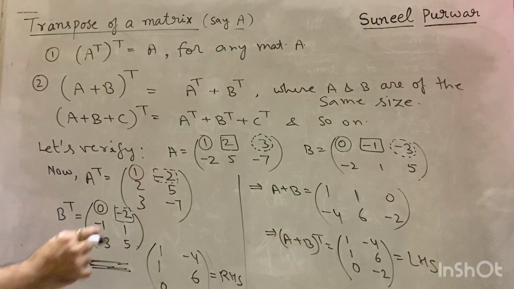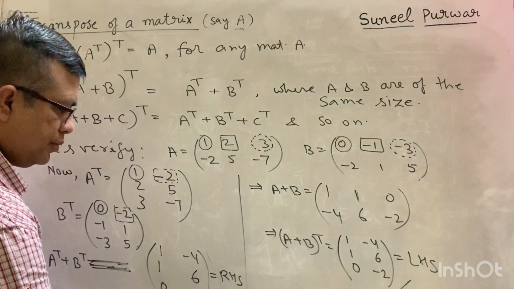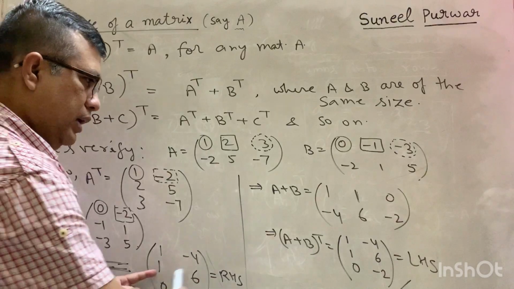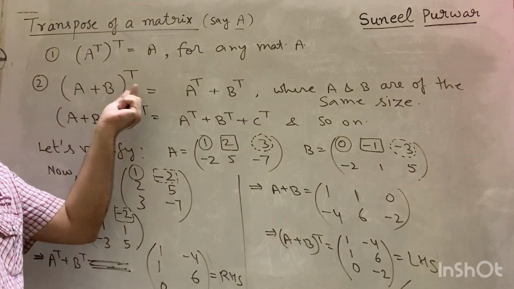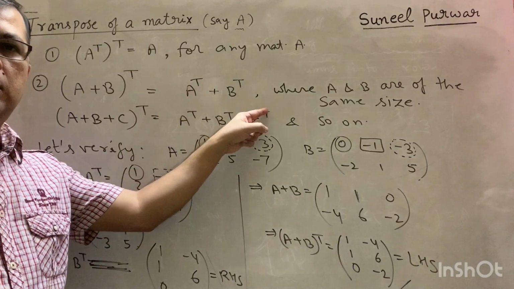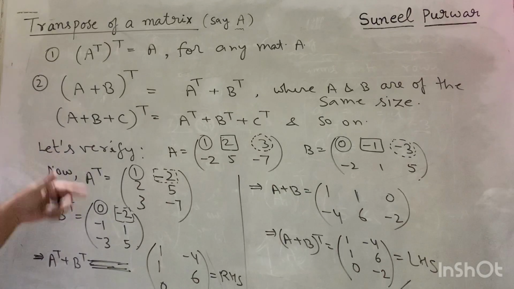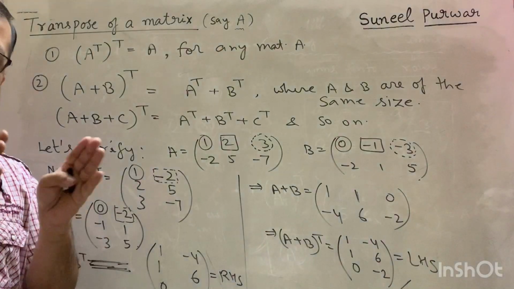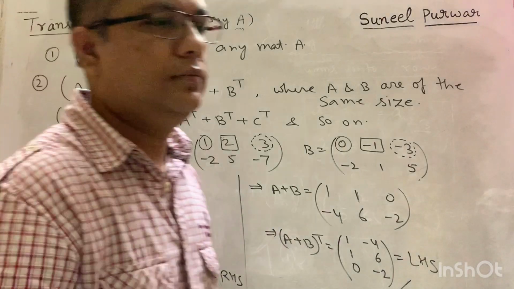Now you see, here is the LHS matrix and this is your RHS matrix. Are they same? Yes, they are same. So the property is verified that transpose of A plus B is equal to A transpose plus B transpose. Alright. Now the next property is related to what? Product of matrices. I mean, when there is a product of matrices, how to find the transpose of product of matrices. Alright.